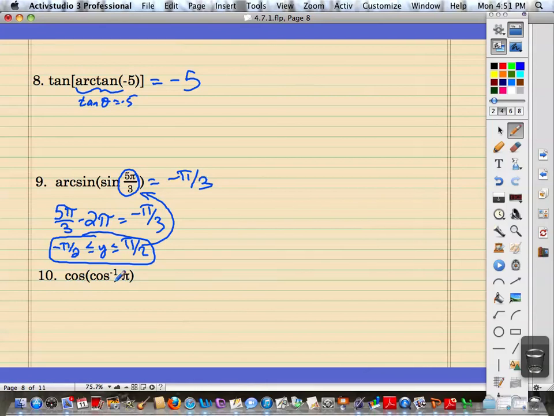Cosine of the inverse cosine, well, the inverse cosine of pi. Is pi within those values? This is saying the cosine of what angle is pi? Well, there is no angle that has that. I can't have a cosine value of pi because, remember, this number here has to be between negative 1 and 1. So that is undefined. There is no value that's going to fit.